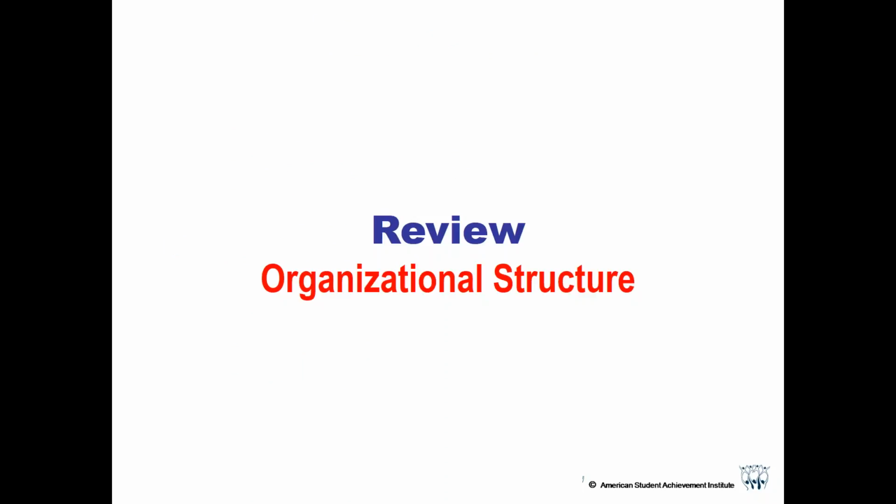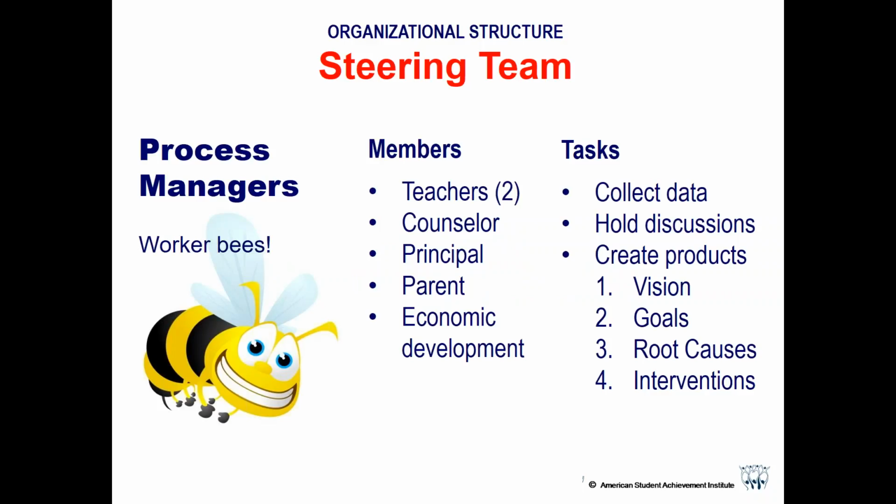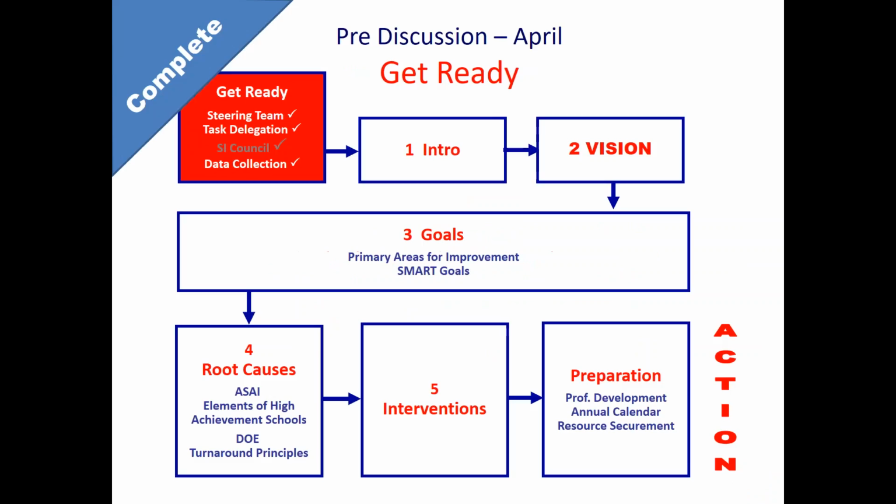So, okay, a quick review. Organizational structure. On your steering team, we have a variety of members, and the tasks of the steering team have been to collect data. You've done a really good job at that, to hold discussions, and then to create products that will become part of your school improvement plan. So the process, we started out by getting ready, and I just noticed the months on these are incorrect. Sorry about that. I will change that before we put it into the manual in the online system.